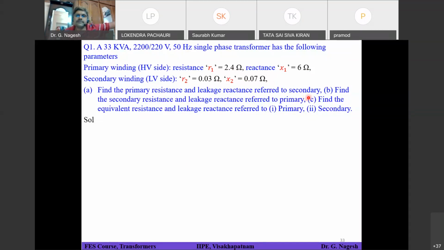Okay, that is your first part. Find the secondary resistance and leakage reactance referred to primary. Okay, so let's see the first one. Find out the primary resistance and leakage reactance referred to secondary. That is the question, so try to calculate that. Secondary is LV. So they are asking what is the equivalent of R1 on the LV side. Try to do that.